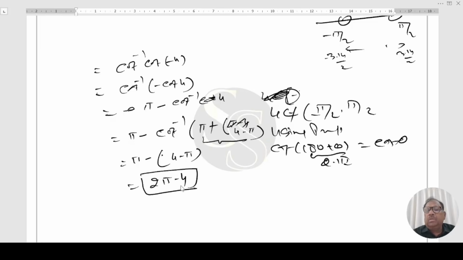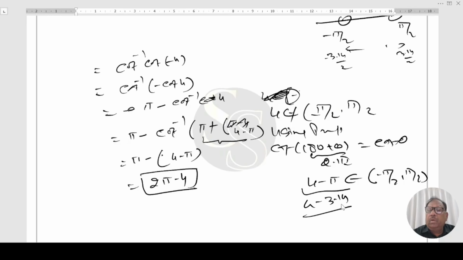This is the answer. Now, 4 minus pi belongs to minus pi by 2 to pi by 2. 4 minus 3.14. So this belongs to this one. This is the answer. Right? Next question.